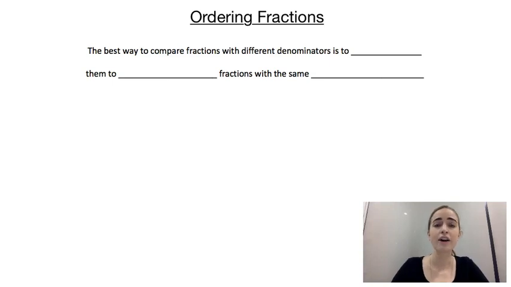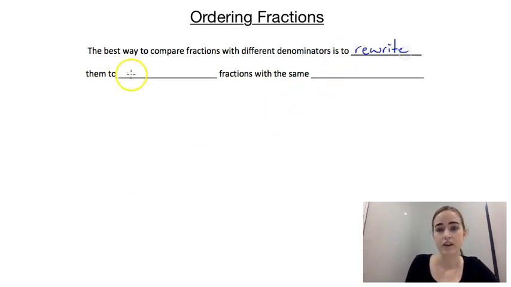In this video, I want to have a look at ordering fractions. So to order fractions, we need to be able to compare them to see which ones are bigger and smaller. The best way to compare fractions with different denominators is to rewrite them to equivalent fractions with the same denominator.